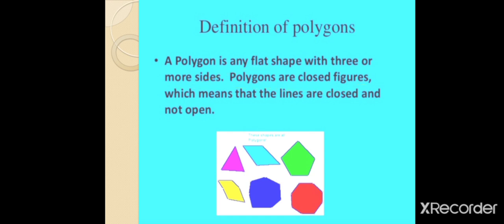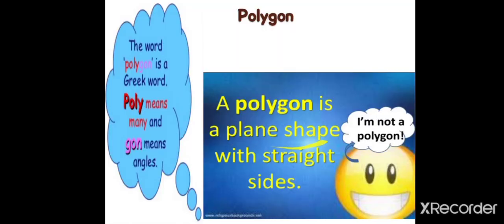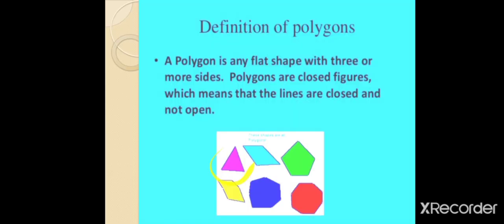Polygons are closed figures. That is the second condition, which means that the lines are closed and not open. Any shape which has three or more lines and a closing of that particular loop is a polygon. As per the previous point, it is a plane shape with straight sides. So each shape shown here is an example of a polygon, because these have straight sides, a closed loop, and each figure has a minimum of 3 sides. That's why these are polygons.